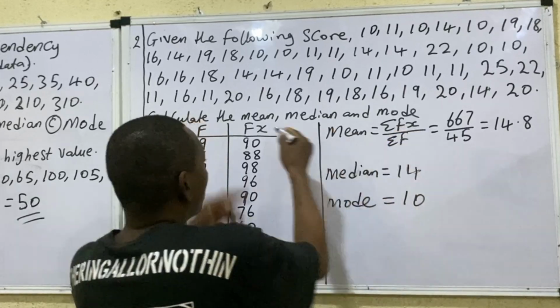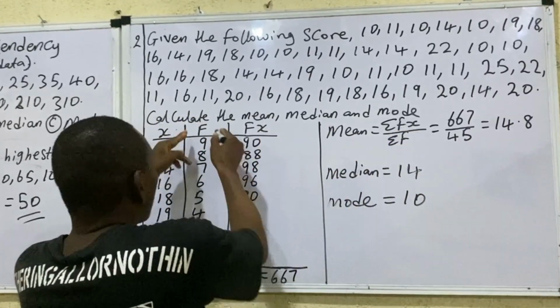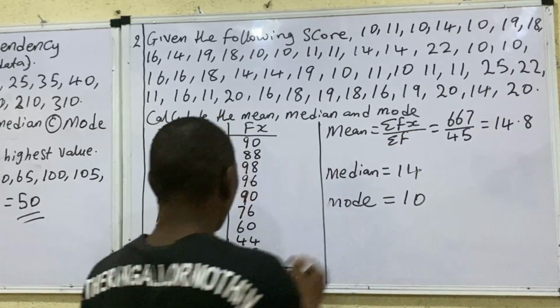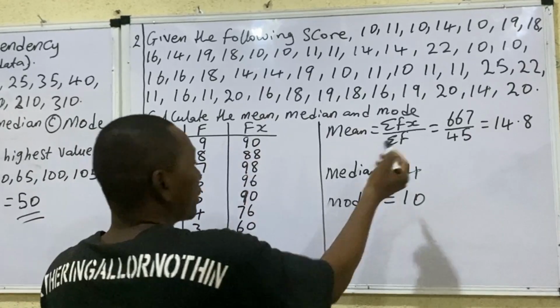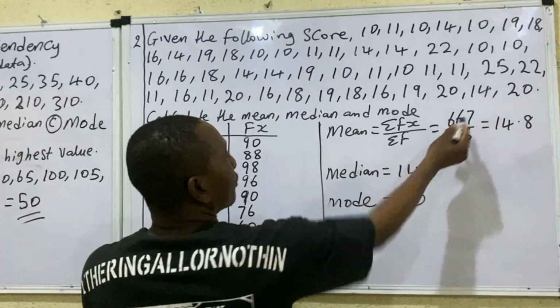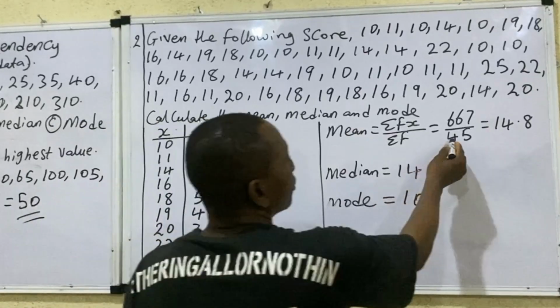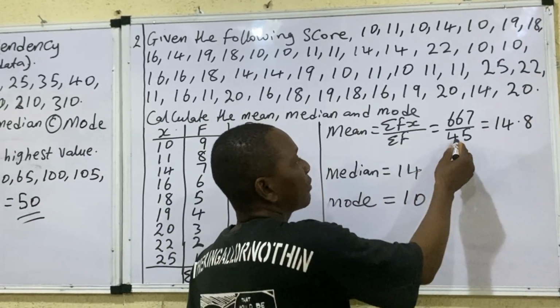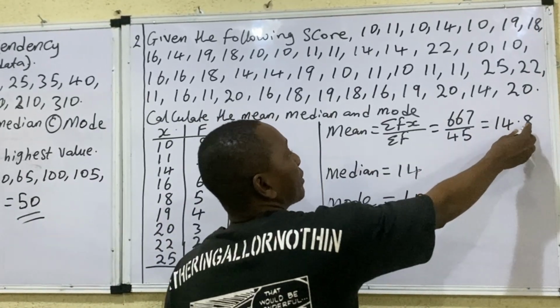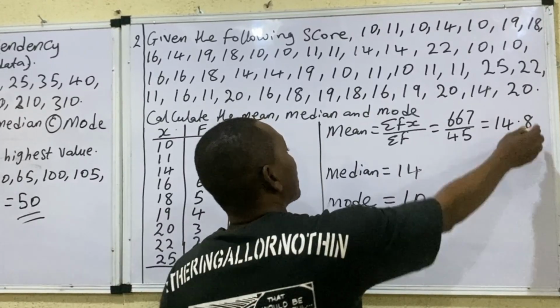Summation of f of x, over the summation of the frequency. When we sum the f of x, what did you get? 67. So you put the value there. When we summed the f, what did you get? 45. You put the 45 here. Then you use 45 to divide this. You have 14.5. Sorry, 14.8.